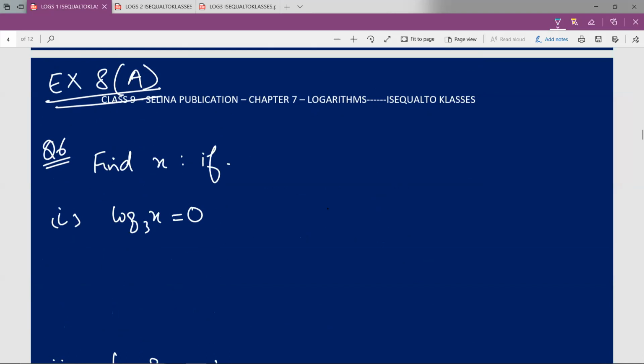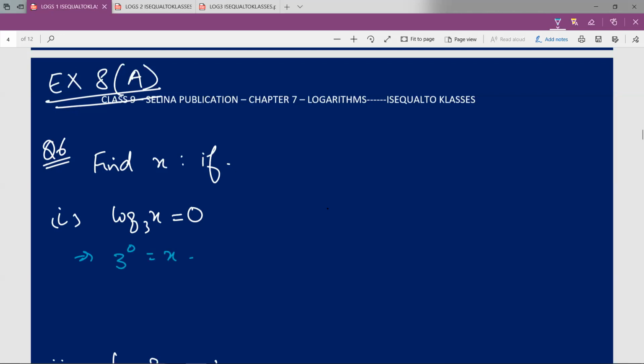Okay. Now over here, find x if log of x to the base 3, which is written in the subscript form, is equal to 0. Now I could write this in simple exponential form. First of all, write it in an exponential form. If any log form is given to you, in this problem, log of x to the base 3 is equal to 0. This is the log form. You have to convert this into exponential form. By converting this into exponential form, I could write this as 3 raised to the power 0 is equal to x.